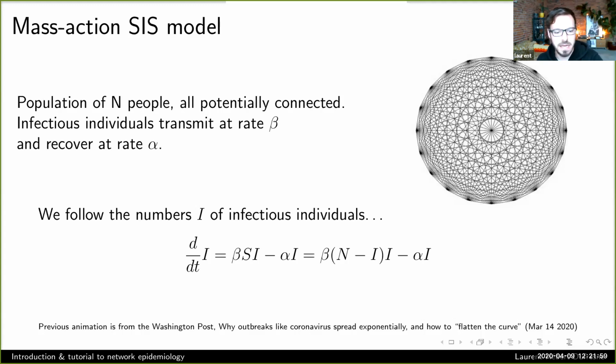So what this means is that SI is a product that gives me the pair of all potential connections between susceptible and infectious individuals, and they transmit at a rate beta. Whereas alpha times I is simply the rate at which each infectious individual will recover. And really, because here I'm using an SIS framework to make it easier, I can say that S is simply equal to N minus I, because you're either susceptible or infectious.